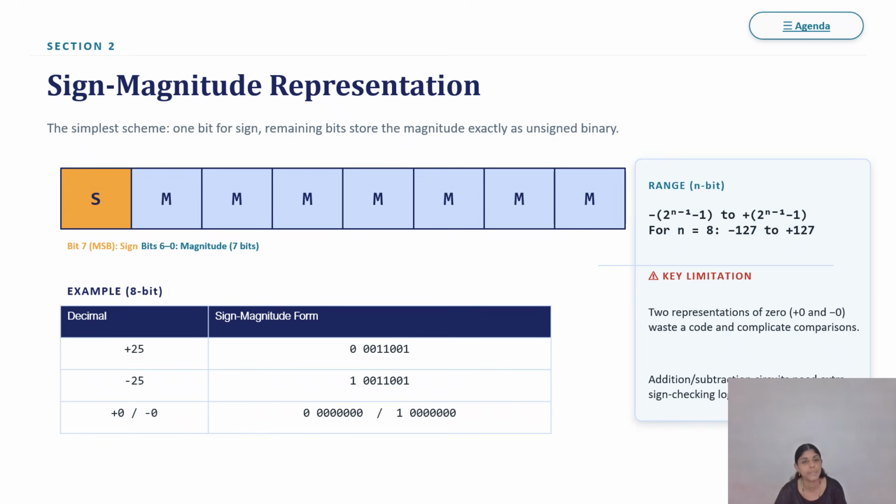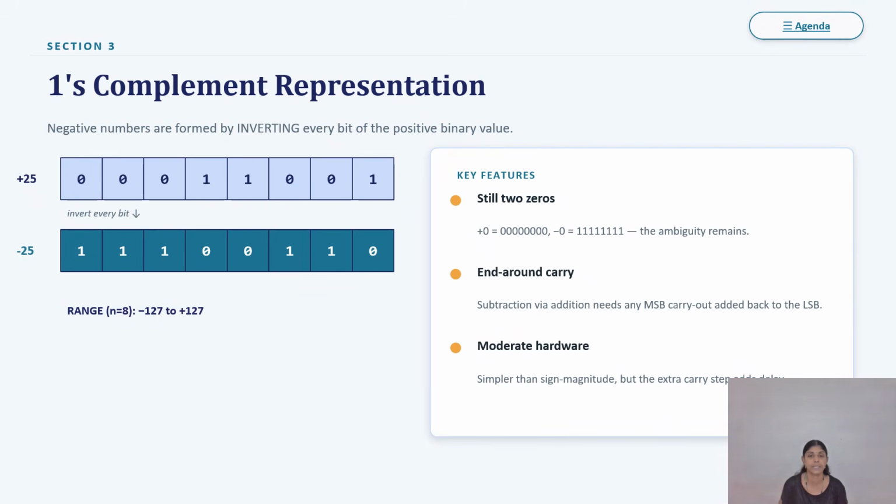So to overcome this sign magnitude representation, we are going into section 3. Section 3 is the ones complement representation. Already I told you what is meant by complement. What is meant by complement? Inversion. Kindly remember, complement is nothing but inversion. So ones complement means every bit should be inverted. If you do that, we call that number a negative number.